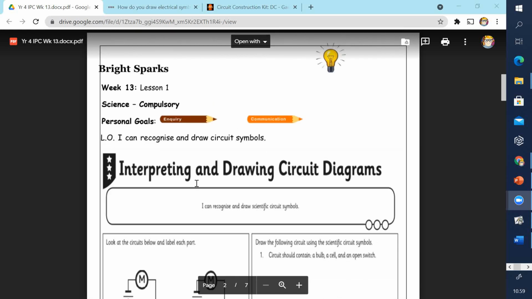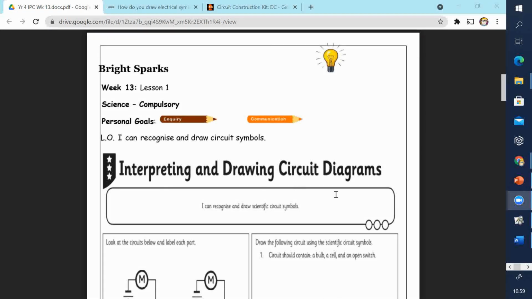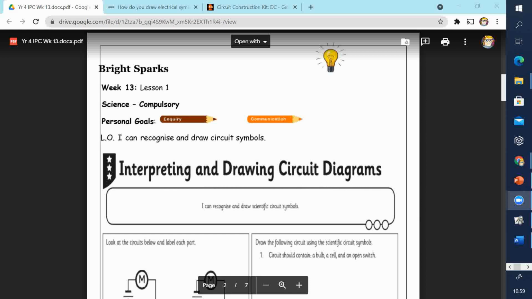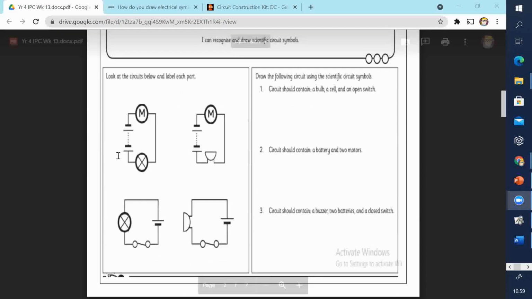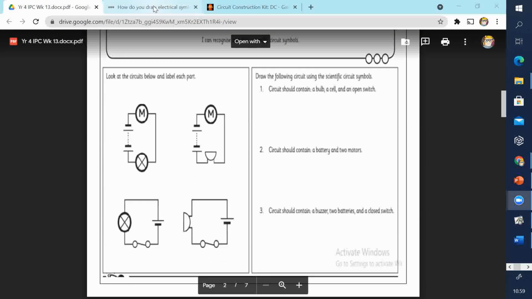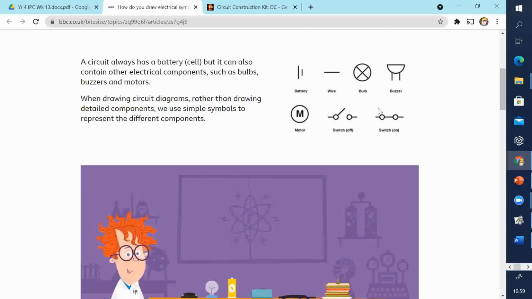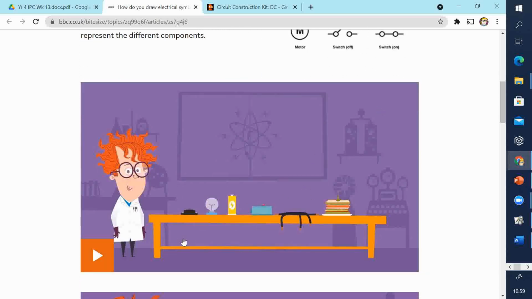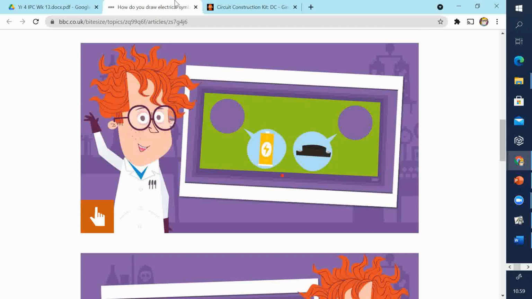So today we're going to look at interpreting and drawing circuit diagrams. So we're going to have a little look at these symbols. Now there's a sort of game here which I want to share with you. You can't watch the video unfortunately, but I'll share this link with you. Like that I just posted now will bring you here. If you click where you see the hand, you can't play the video but you can do this.